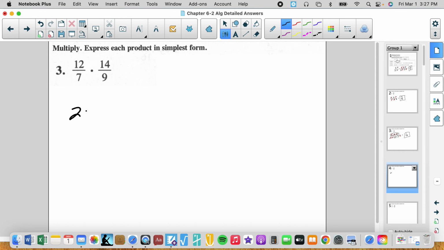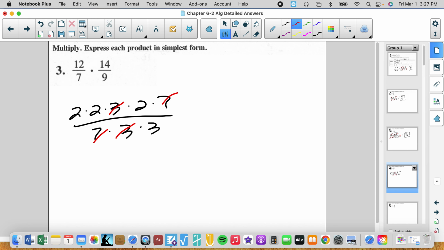Yeah, we'll do 2 times 2 times 3 times 2 times 7 over 7 times 3 times 3. The 3 will cancel, the 7 will cancel. That leaves us with 8 over 3. 2 times 2 times 2 is 8 over 3.